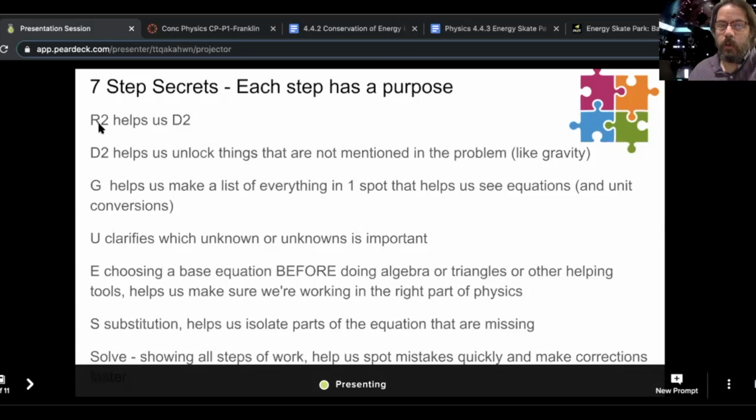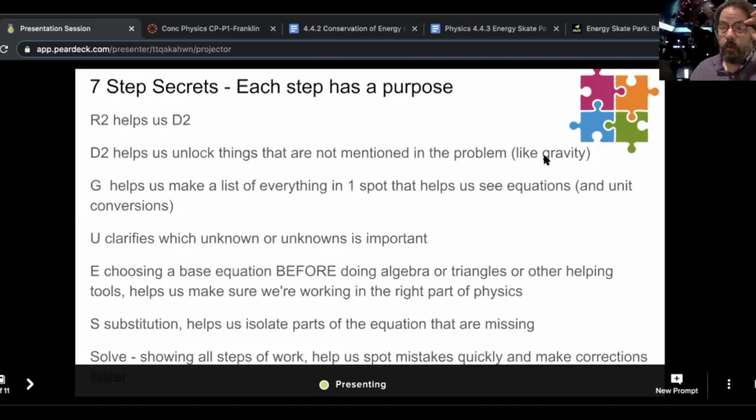When we do R2D2 guess, when we read twice, what it really is doing is setting up the basic understanding of the problem, and then it's helping us set up our drawing. When we draw twice, the first drawing should tell the story, and the second part is labeling the drawing. It helps us unlock things that are not mentioned in the problem.